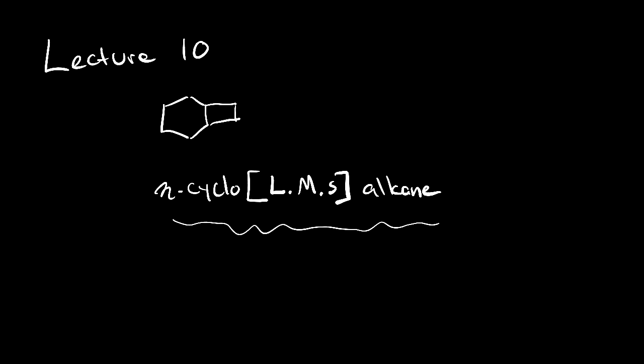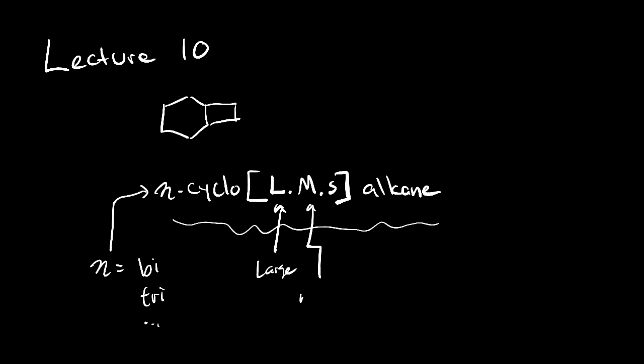One is to count the number of rings. So you have some sort of prefix, and that can be bicyclo, tricyclo, etc. And then you label them with the number of atoms in the large ring, the number of atoms in the medium ring, and then the number of carbons in the smallest ring. This is pretty much universally true. And then the root alkane.